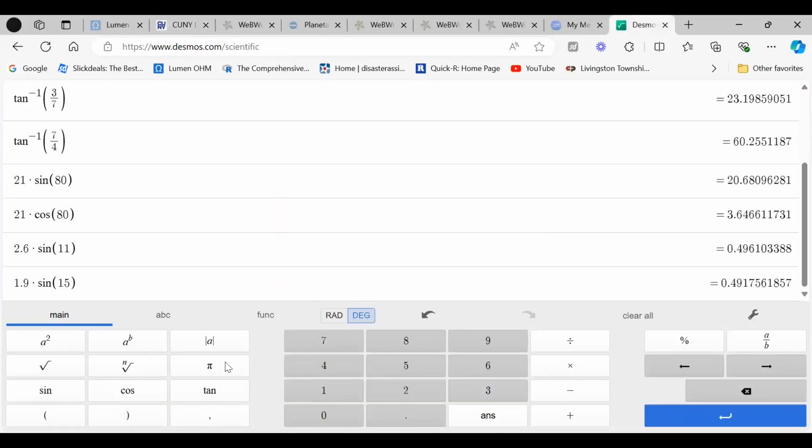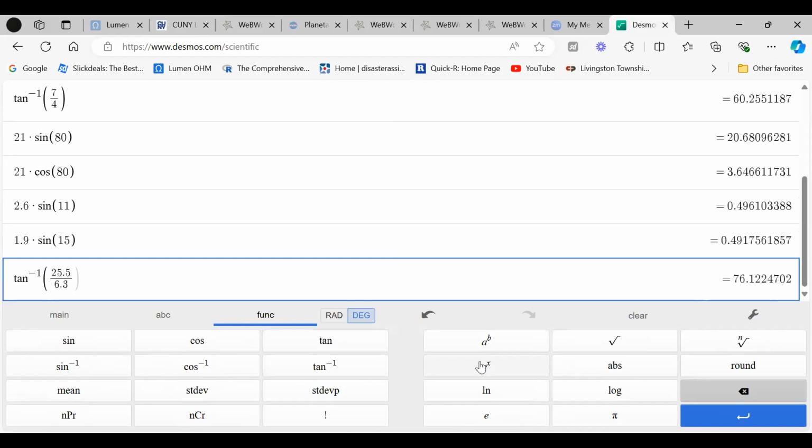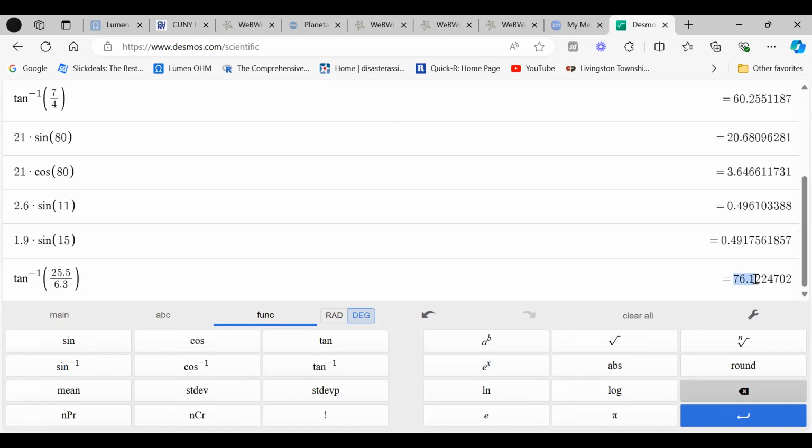Yeah, okay. So you're going to do arctangent of 25.5 over 6.3. And that gives us 76.1 degrees. So the answer is 76.1.